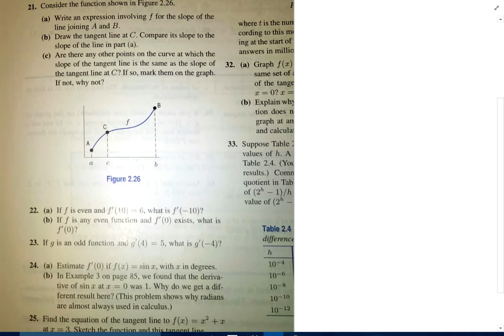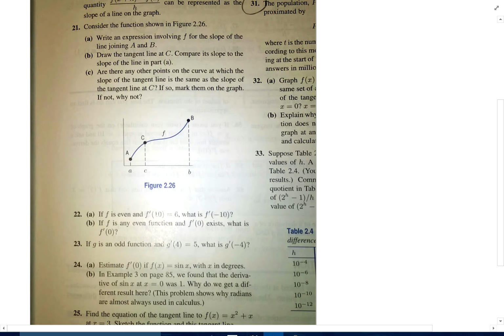Alright, 21. Let's see here. Write an expression involving f for the slope of the line joining a and b. So that secant line right there. So that's going to be f of b, little b, minus f of little a, over b minus a.